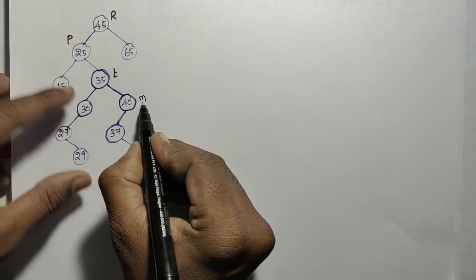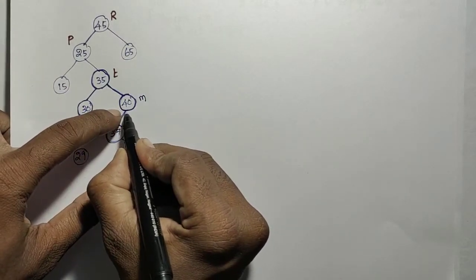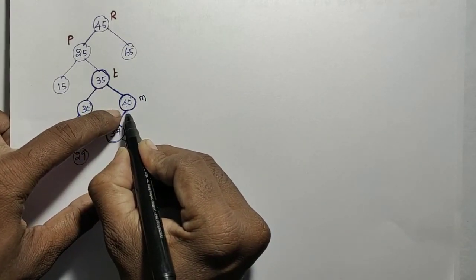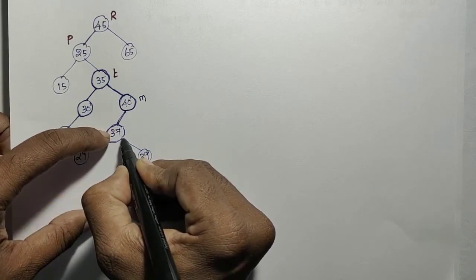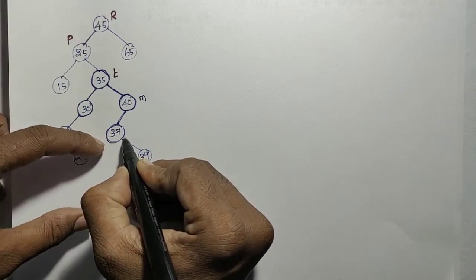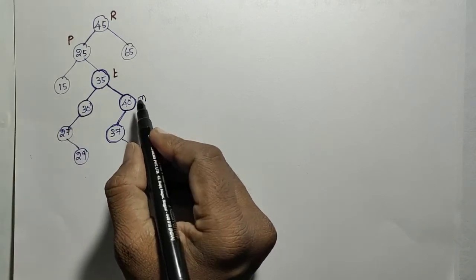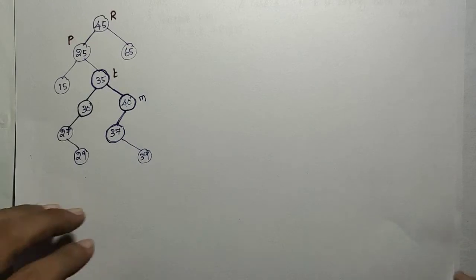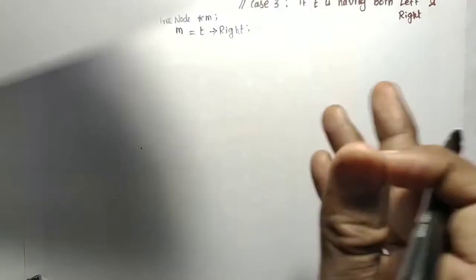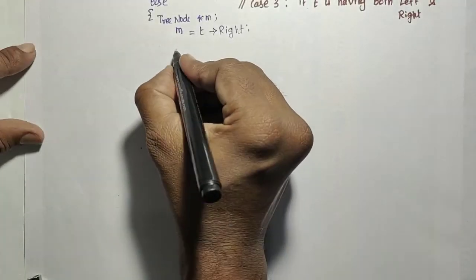Okay, I need to check whether m of left is null. If m of left is not equal to null, you move m to the left side. Again you check whether m of left is null. So I have to keep on moving m only to the left side. We are not at all going for the right side. So m is going to be moved only on the left side until m of left equals null.